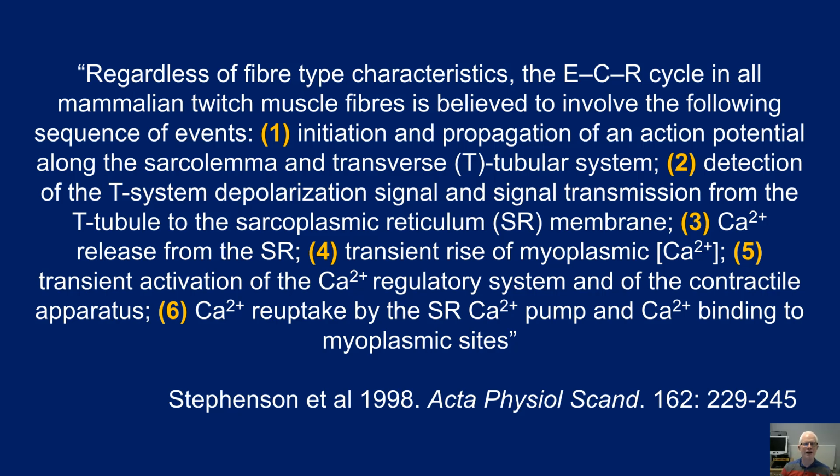Regardless of fibre type characteristics, the excitation contraction recoupling cycle in all mammalian twitch fibres is believed to involve the following sequence of events. Firstly, the initiation and propagation of an action potential along the sarcolemma and transverse T-tubular systems. Well, we've already learned about action potentials. Remember, action potential is quite simply the phrase for the electrical signal.